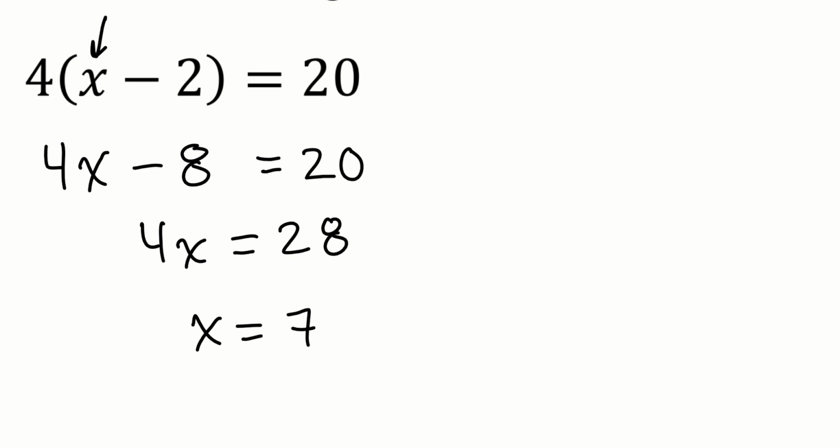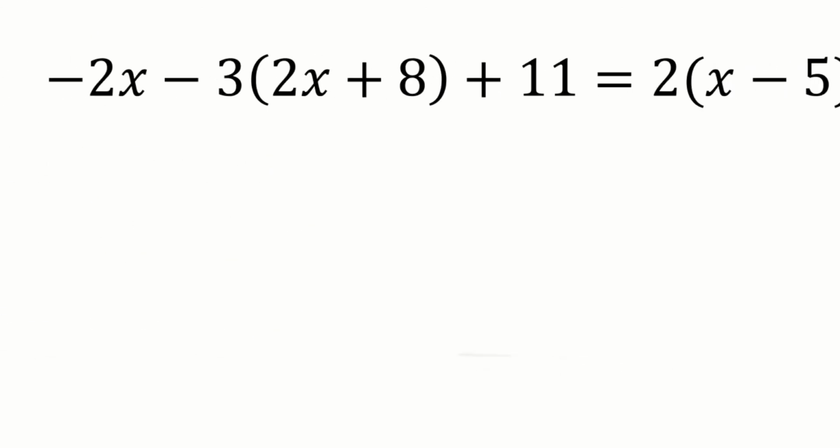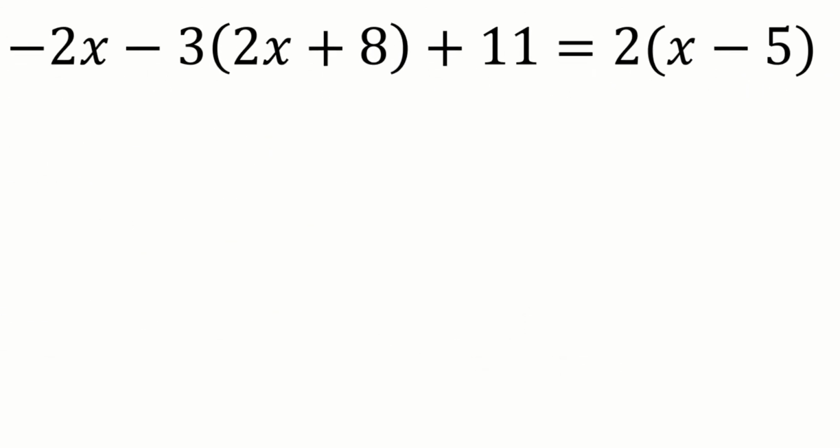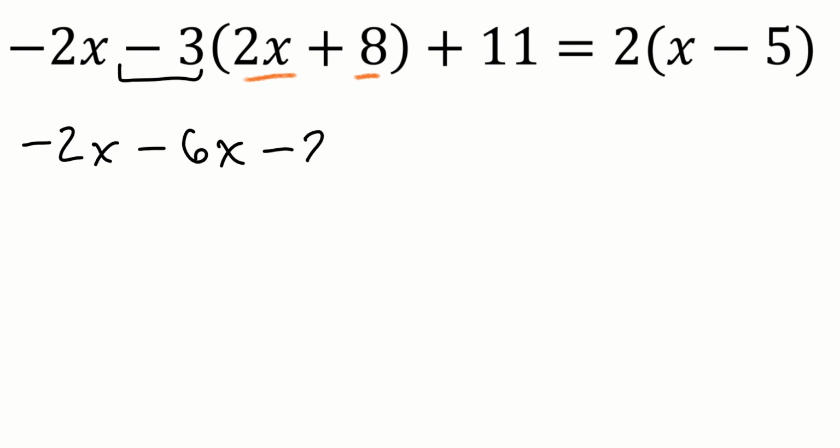Let's take a look at part B. It's a bigger equation. There's a lot of equationing going on here. But I'm going to use pretty much the same technique. I'm going to begin by distributing this negative 3 right across the two terms I see. There's a 2x and there's an 8. So this is going to become negative 2x. Right, it's there. I'm going to leave it there. Negative 2x. And then I will have minus 6x. And then minus 3 times 8, which is negative 24, plus 11.